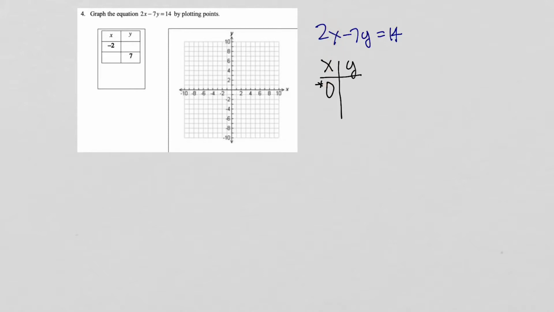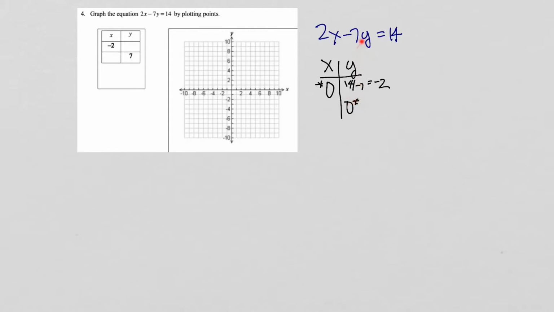And then you just get -7y equals 14. Now you can do that in your head, really, but it's 14 divided by -7, so that's -2. And I'm going to do the same thing over here. I'm going to choose y to be 0. I'm choosing y to be 0, so I'll put a little star there indicating that's what I'm choosing.